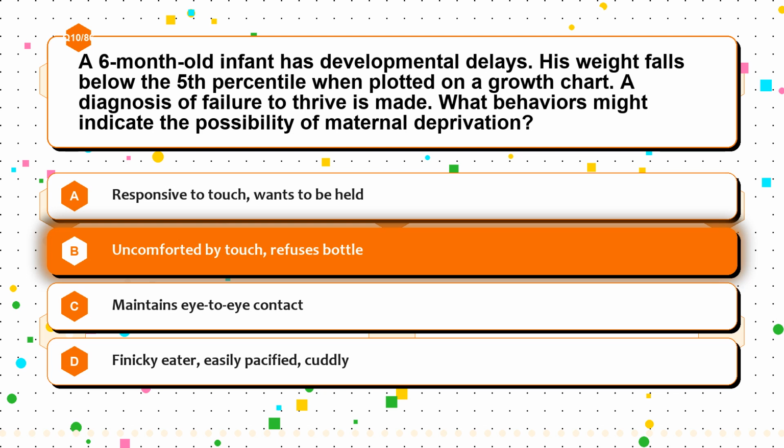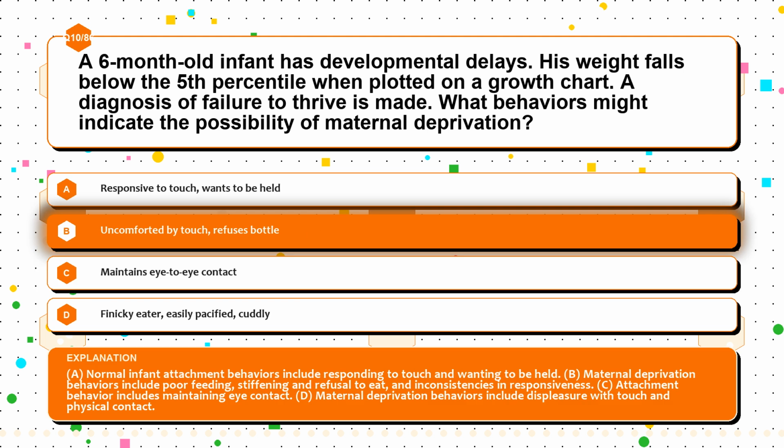The correct answer is option B. Uncomforted by touch, refuses bottle. A. Normal infant attachment behaviors include responding to touch and wanting to be held. B. Maternal deprivation behaviors include poor feeding, stiffening and refusal to eat, and inconsistencies in responsiveness. C. Attachment behavior includes maintaining eye contact. D. Maternal deprivation behaviors include displeasure with touch and physical contact.